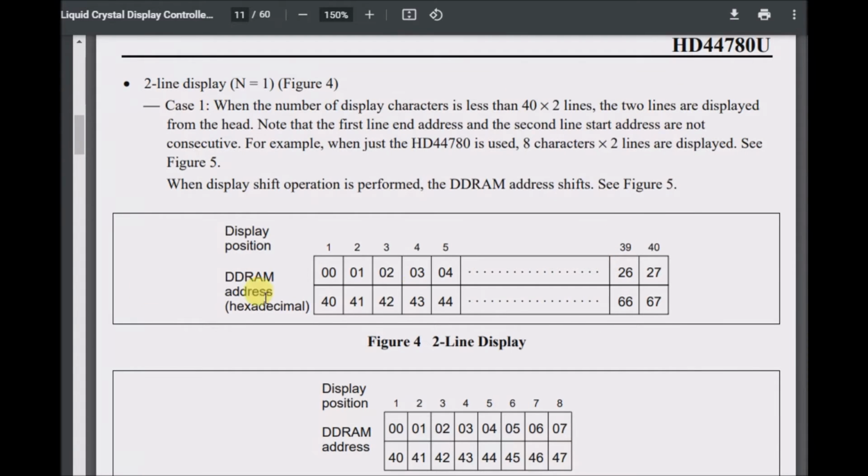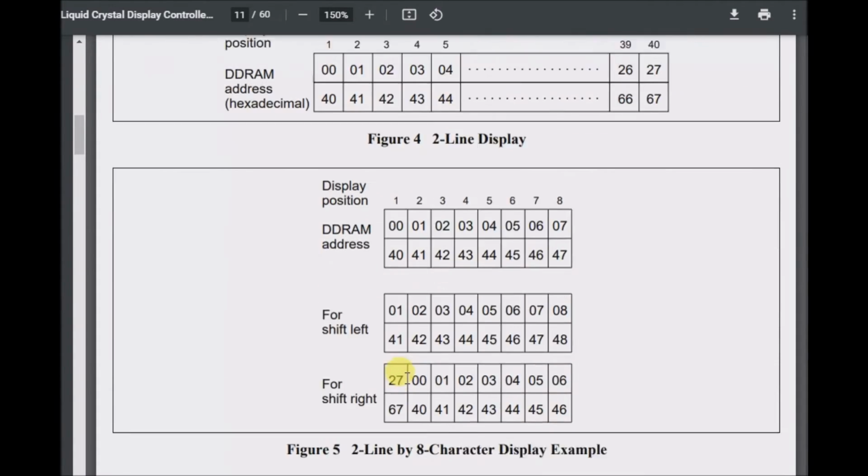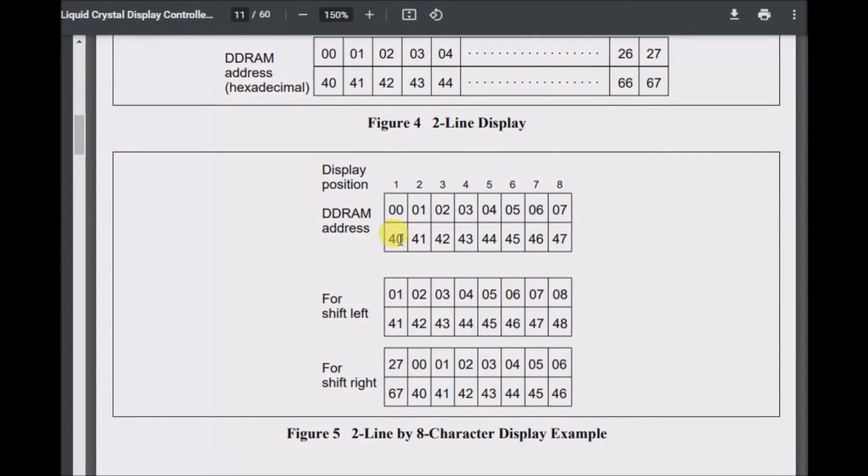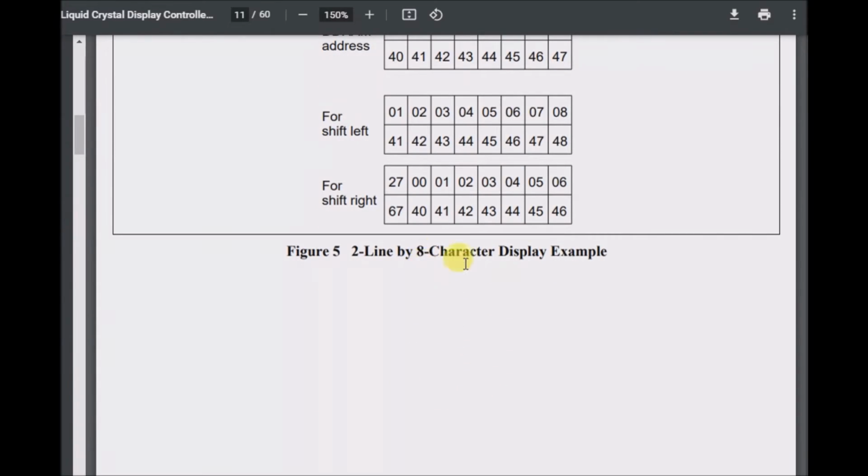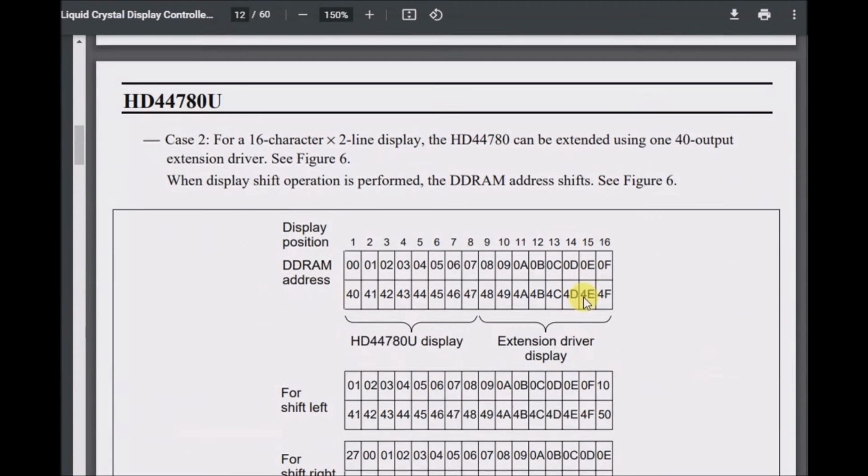See Figure 5. Display position, DDRAM address hexadecimal. Thus, Figure 4, display position, DDRAM address, 4 shift left, 4 shift right. Figure 5, 2-line by 8-character display example.